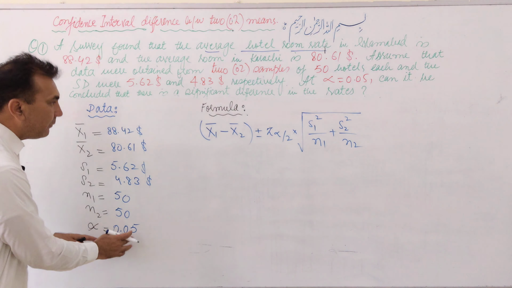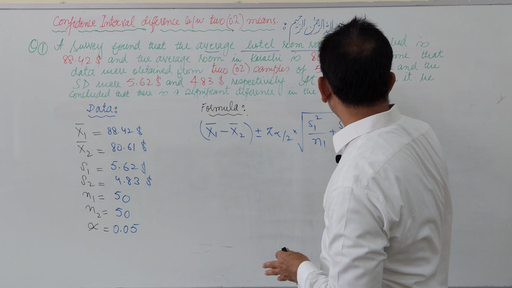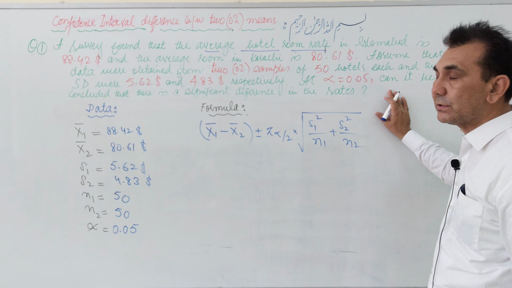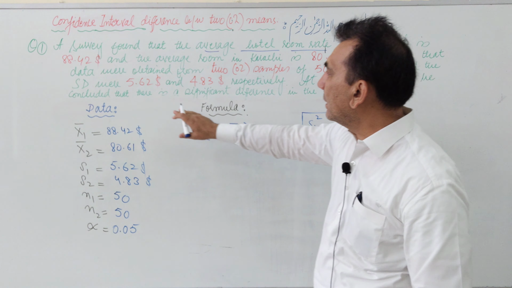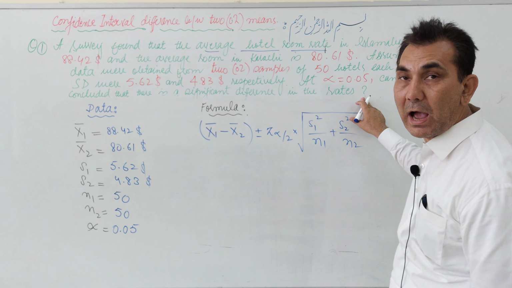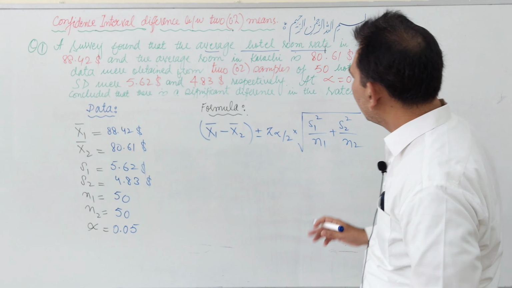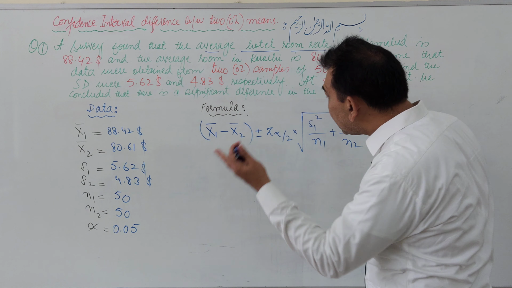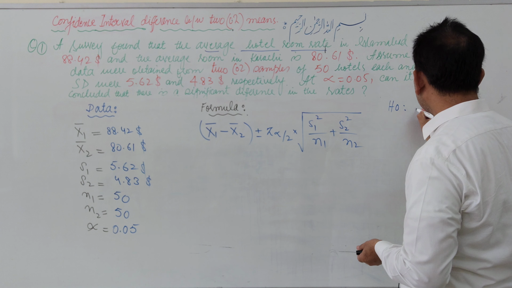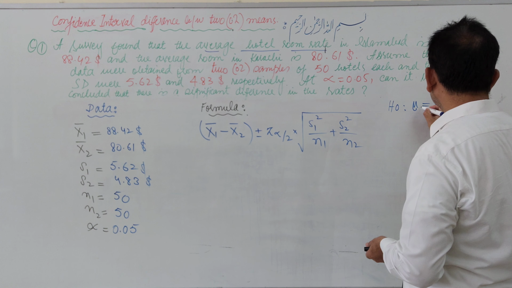Now the 0.05, as I told you yesterday. What is the research question in the survey? Can it be concluded that there is a significant difference in the average room rate between Islamabad and Karachi? So it is the significant difference in the room rate. As I told you in yesterday's lecture, the null hypothesis is mu1 is equal to mu2.